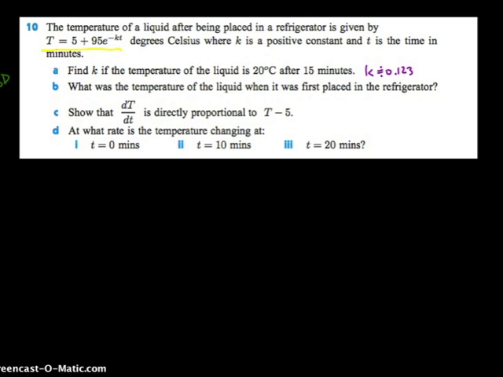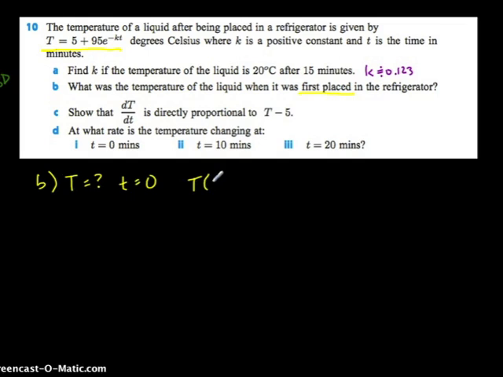Part B. Well, we are looking for temperature, so that means we're looking for our big T. And when it was first placed in the refrigerator reads a little bit like initial. Remember the initial problems from chapter 22? When we had those, we knew that told us that our time was 0. It's the same case here. So now I have my time and I have k from part A, and I can use that in my function for my temperature to figure out the temperature at time equals 0.